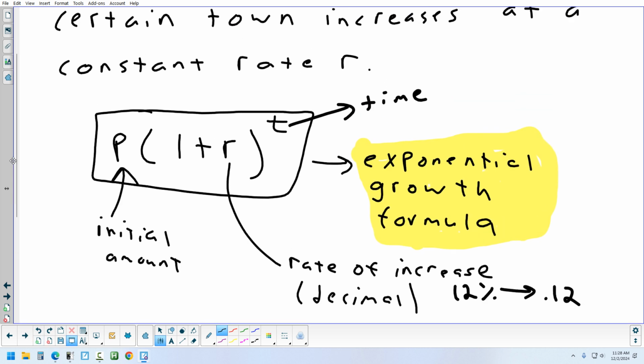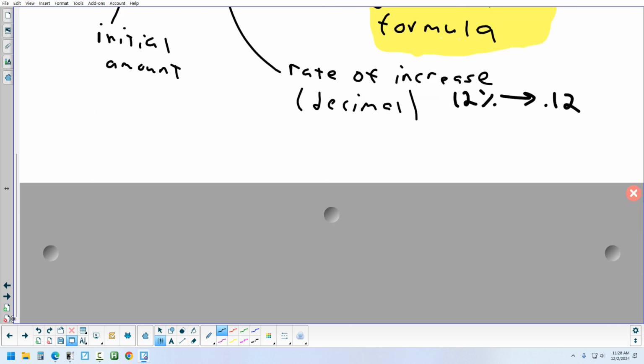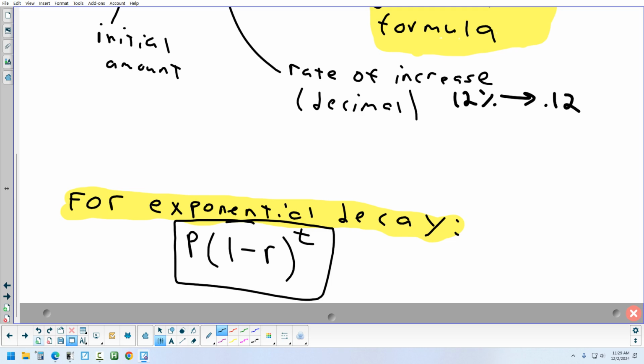Now, to change that to exponential decay, there's only one thing that has to change in that whole formula. Yeah, this is going to turn into a what? Negative. It turns into a negative. So instead of a rate of increase, it's a rate of decrease. I'm not going to relabel what all of them stand for because it's the same as up above. It is up to you when you read the problem to determine if it's exponential growth or decay.